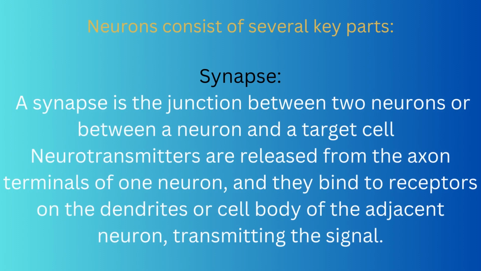Synapse. A synapse is the junction between two neurons or between a neuron and a target cell. Neurotransmitters are released from the axon terminals of one neuron, and they bind to receptors on the dendrites or cell body of the adjacent neuron, transmitting the signal.